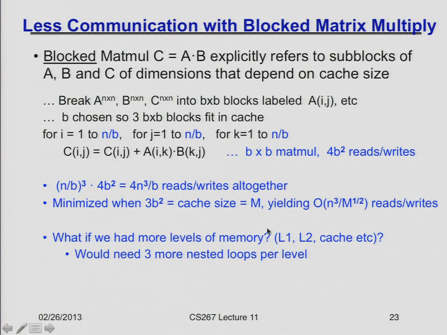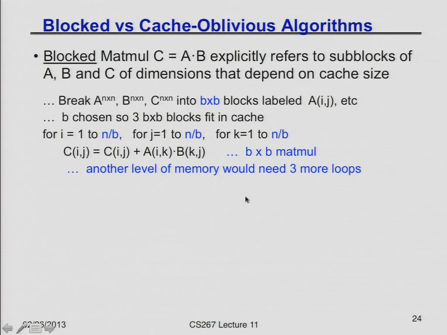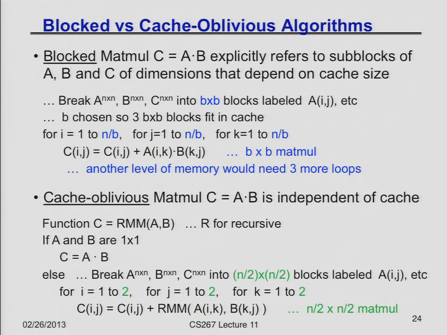So if I had 3 levels of memory hierarchy, I'd have 3 times 3, or 9 nested loops. The alternative that people determined, instead of having another 3 loops for every level of memory hierarchy, is the idea called a Cache-Oblivious algorithm. Without knowing anything about the hardware or the block size, it just breaks your matrix up into matrices of half the size, n over 2 by n over 2, and calls itself recursively. When you write down the recursion, it also minimizes communication.